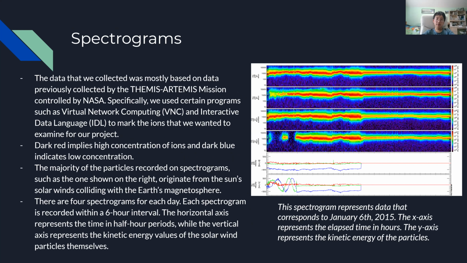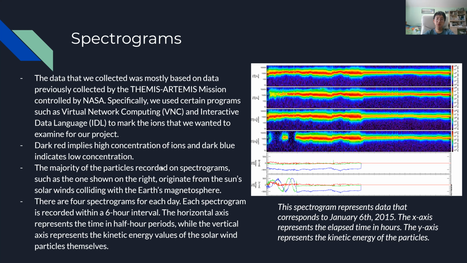So the data that was collected was mostly based on data previously collected by the team at Artemis mission, which was controlled by NASA. We use specific computer programs, such as virtual network computing, VNC, and interactive data language, or IDL. Both of these programs were used to mark the ions that we wanted to examine for our project. So dark red implies high concentration, as seen here, and the dark blue indicates the lowest concentration.